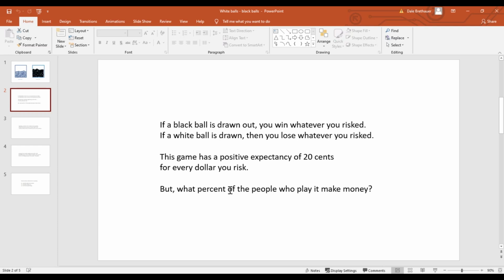So what do you think? How many people that play this game over the years have made money? Anybody want to guess? You just type it in the question box. Take a guess. How many people that played this game, which is a positive expectation game, 100% of people should have made money. How many people made money?